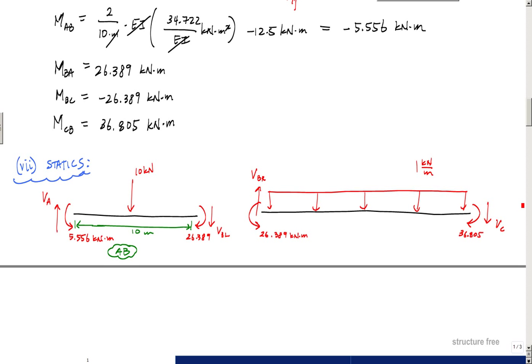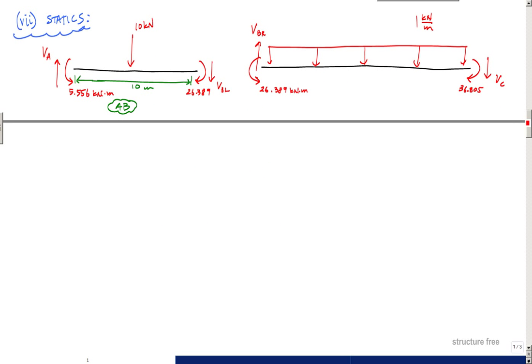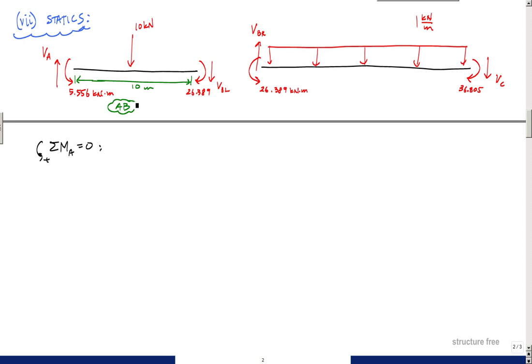And now using basic statics for member AB, I can determine VA and VBL, right? So if I take member AB and sum the moments about point A equal to 0, this will be minus VBL times 10 meters minus 26.389 kilonewton meters minus 10 kilonewtons times 5 meters plus 5.556 kilonewton meters equal to 0.